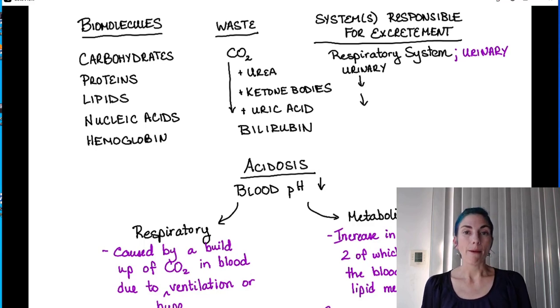Now, where is that bilirubin excreted? Well, the bilirubin is excreted in both the urinary system, it's actually the major site, and also the digestive system as a secondary site. So let me write this down and then we'll talk about it.